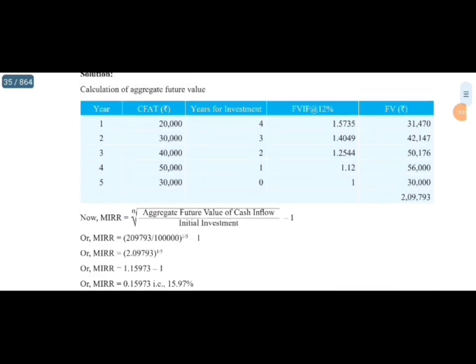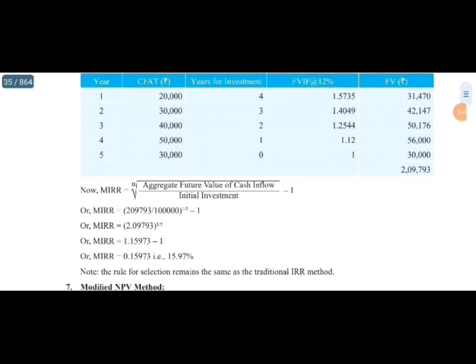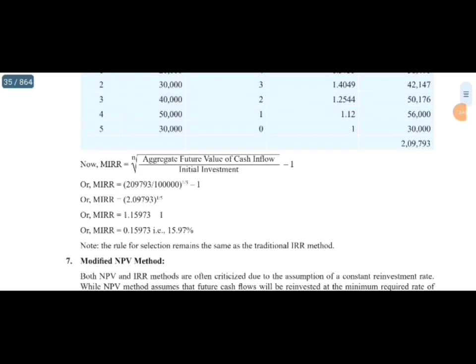Nth root means number of years. So for 5 years, it is 1 by 5. The nth root will be written as power of 1 by 5. So 2.09793 power of 1 by 5 is 1.15973, minus 1 is 0.15973. To express this in percentage, multiply by 100, we will get 15.97%.